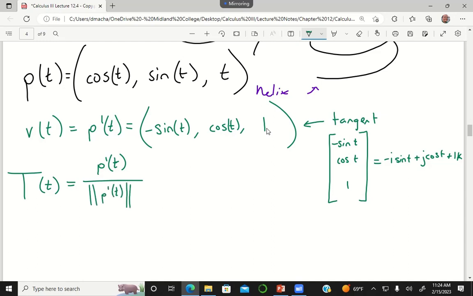So the norm is going to be the square root of each of the components squared and then added up. So you have negative sine all squared plus cosine squared plus 1 squared.